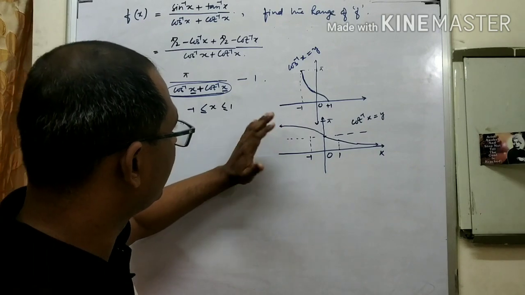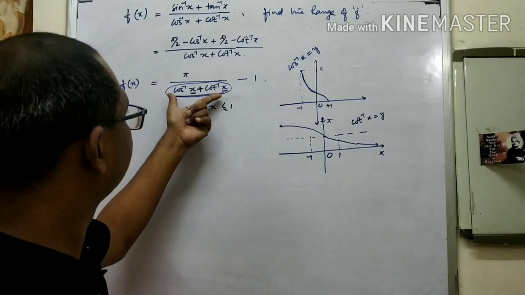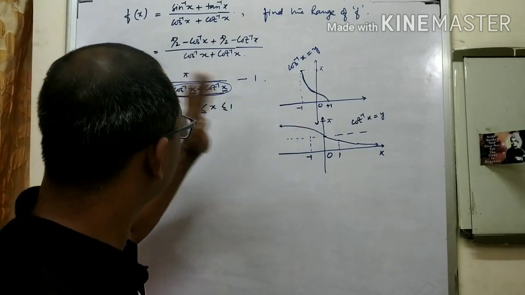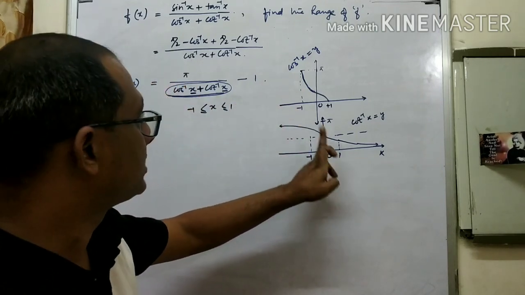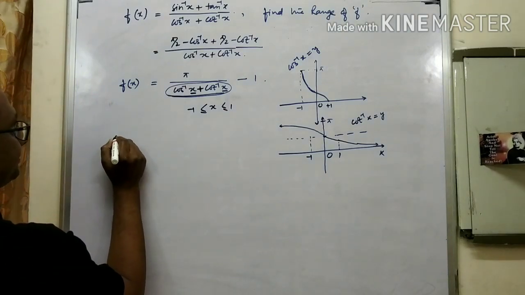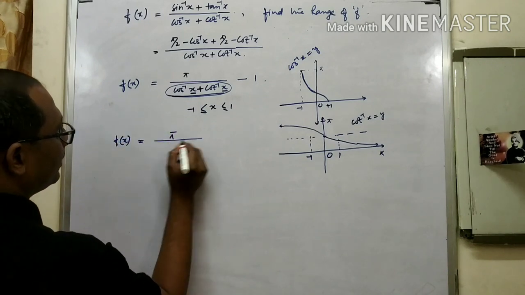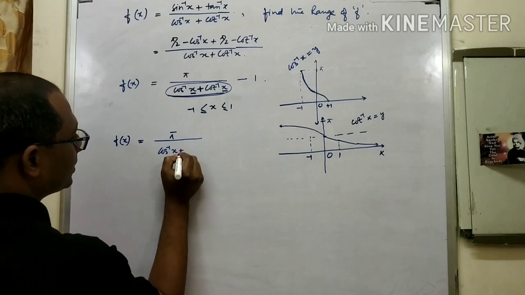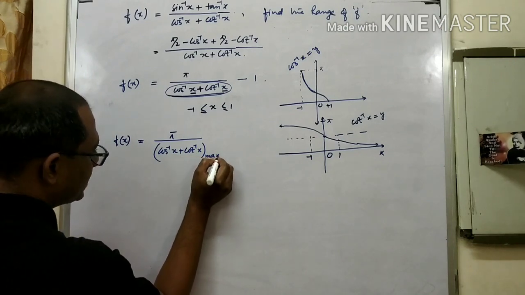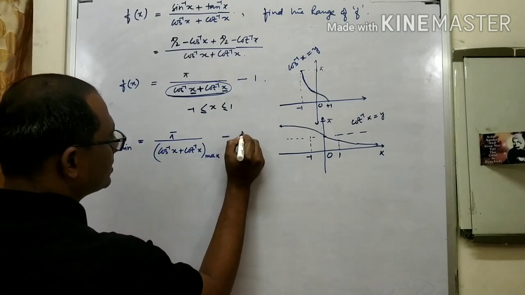So the maximum value will be obtained at x equal to -1, and the minimum value will be obtained at x equal to 1. So for f(x) equals pi by (cos inverse of x plus cot inverse of x), when the denominator is maximum, f will become minimum. Please understand.